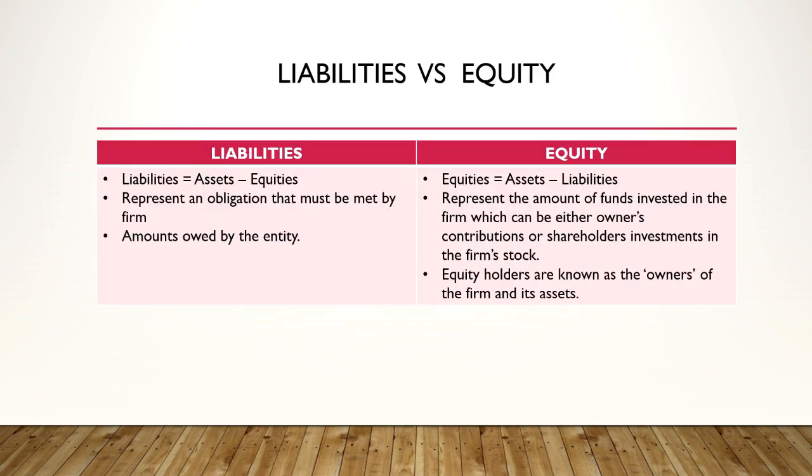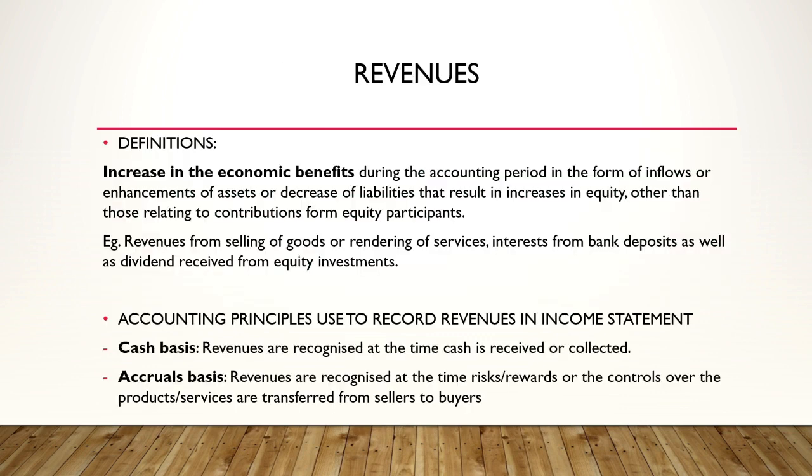The difference between liabilities and equities. Liabilities represent an obligation that must be met by the firm. It is the amount owed by the entity. Equity represents the amount of funds invested in the firm, which can be either the owner's contribution or shareholder investment in the firm's stock. Equity holders are known as the owners of the firm and its assets.